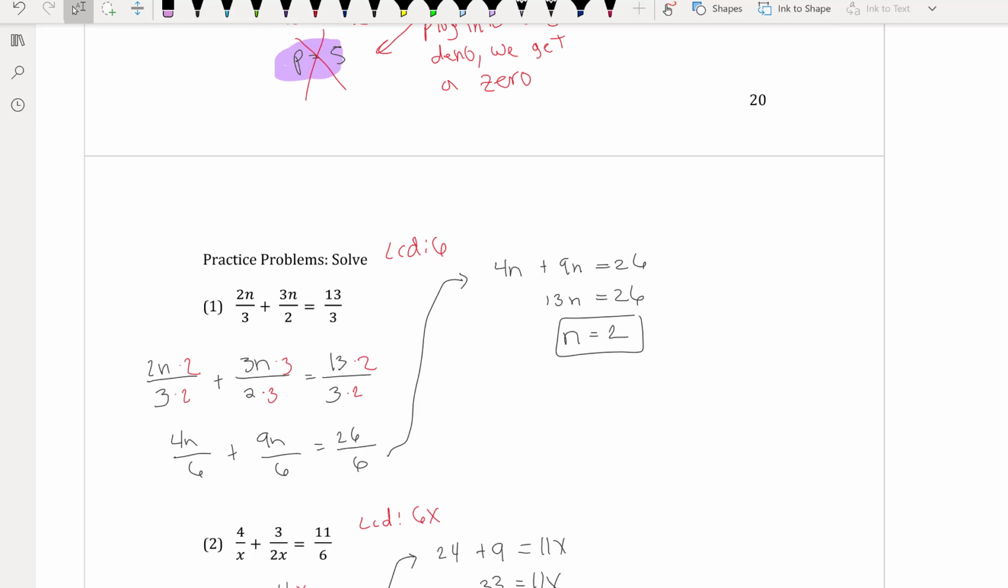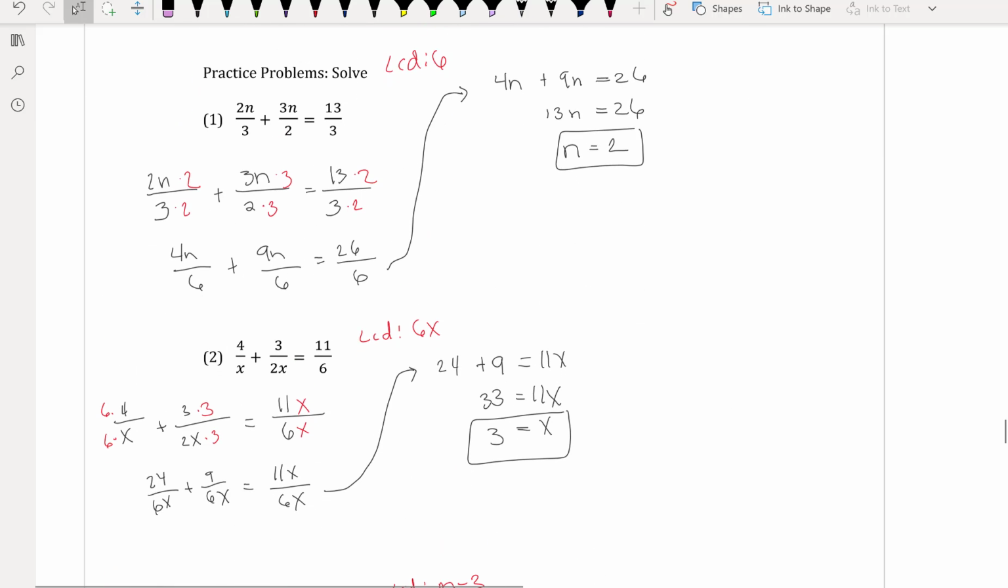Okay guys, so hopefully you worked out these problems. I just worked them out as well. For number 1, my LCD was 6, and my final answer was 2. There's no restriction in the denominator, so I am fine.